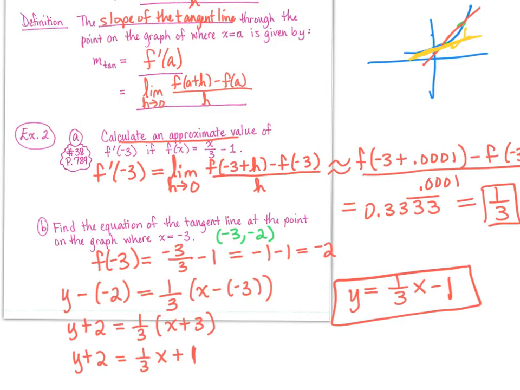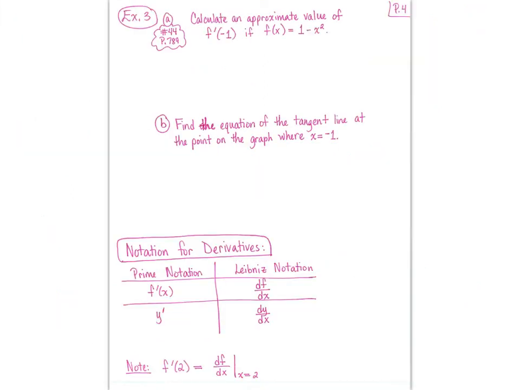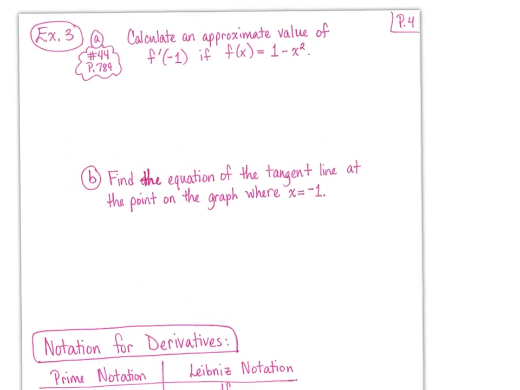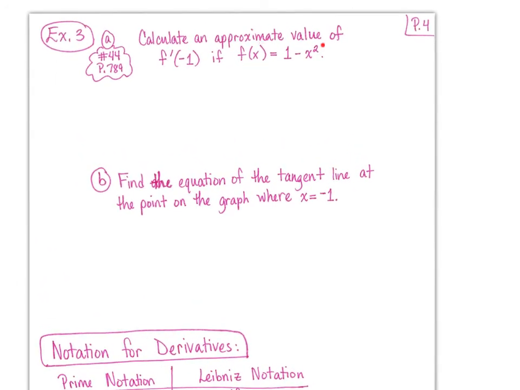All right, let's look at another example. Same idea, different function, different point. Calculate an approximate value of f prime of -1 if f of x is equal to 1 minus x squared. Remember the concept that the derivative means you're taking a value close to 0 on either side, and then you're using -1 as your a. So I'll tell you to let h be equal to 0.0001. Take a couple of minutes and do parts A and B.